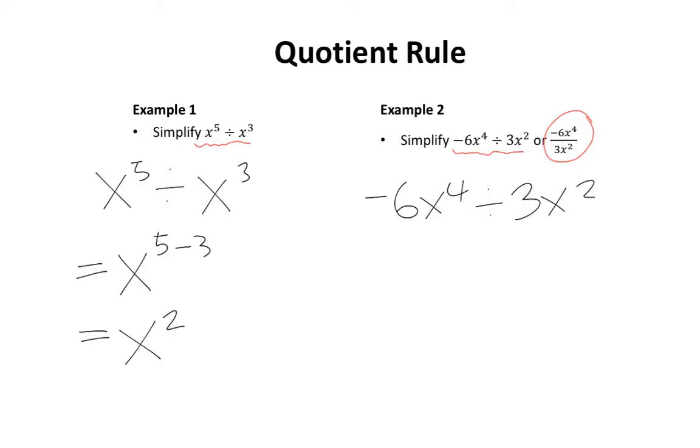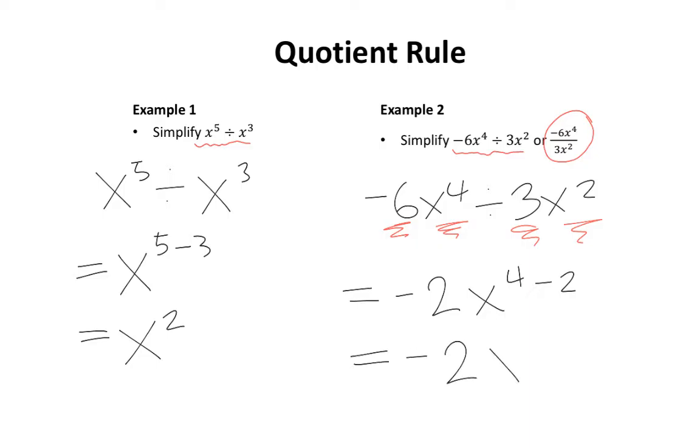I want to first take a look at the coefficients of negative 6 and positive 3. Negative 6 divided by positive 3 gives you negative 2. Because 6 divided by 3 is 2, and a negative number divided by a positive number gives you a negative number. At this point, we can deal with our powers. We're dividing powers with the same base, therefore we can subtract their exponents. And I'm going to write my final answer as negative 2x to the power of 2.